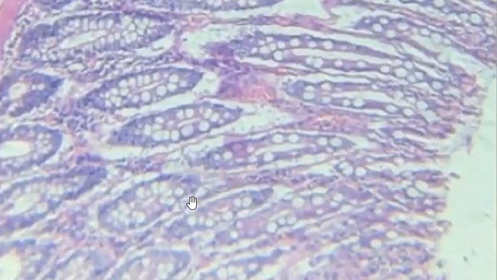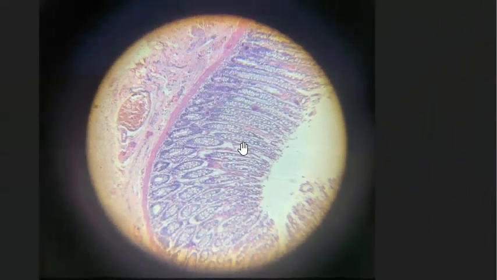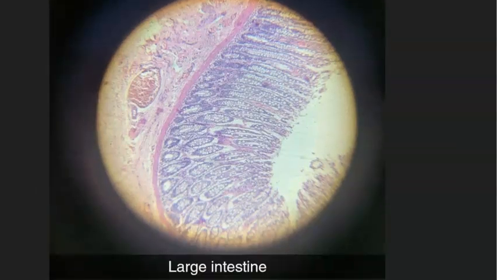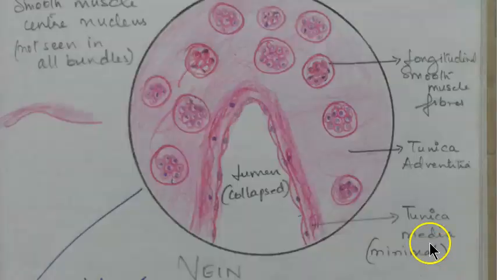It looks so pretty. And these are all actually received in WhatsApp. So definitely the resolution would have reduced, isn't it? But still they look so beautiful. This is a vein, they are saying. How will you differentiate? Because it will not have that much of muscle. So the tunica media is minimal. Okay, and the lumen is collapsed here.